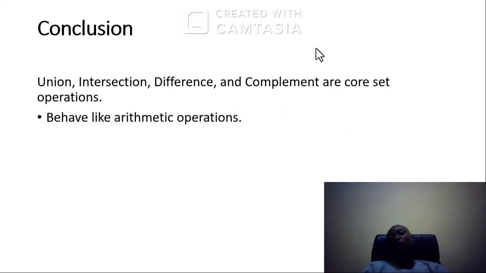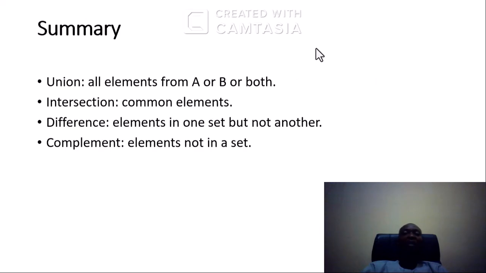We have seen what union, intersection, difference, and complement of sets are, and we liken them to the arithmetic operations in numbers.